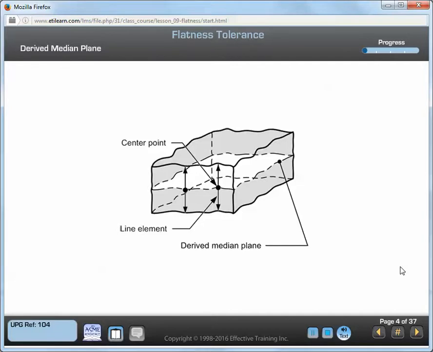The condition of flatness applies to a planar surface, feature, or to a feature of size dimension, derived median plane. For a part surface to meet the condition of flatness, it must have all of its elements in one plane. For a feature of size dimension to meet the condition of flatness, it must have all of the points of its derived median plane in one plane. However, because flatness, the perfect condition, cannot be produced, it's necessary to specify some allowance for flatness deviation.